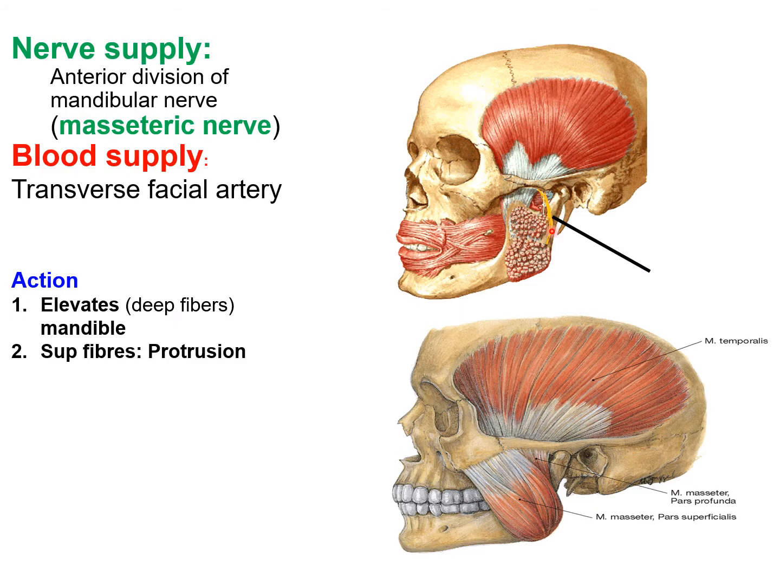Nerve supply of masseter is through masseteric nerve, which is arising from the anterior division of mandibular nerve, and the transverse facial artery is supplying the masseter muscle. Talking about the action of masseter, it elevates the lower jaw, it elevates the mandible, the deeper fibers, and the superficial fibers are causing the protrusion of the lower jaw.